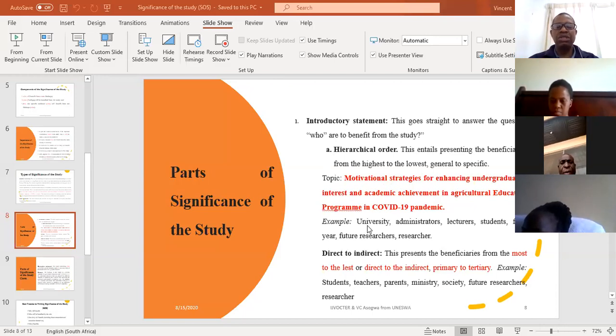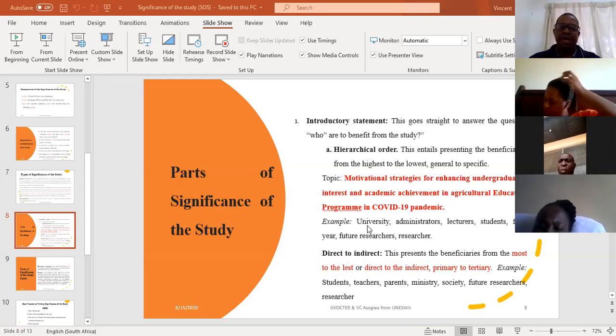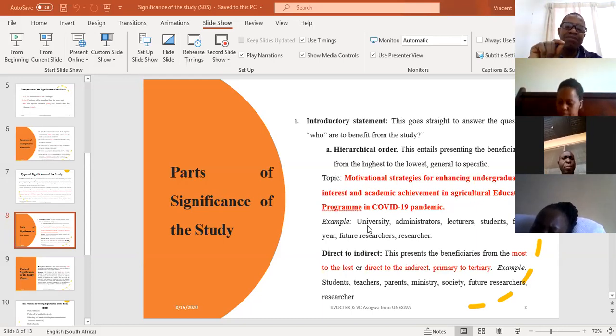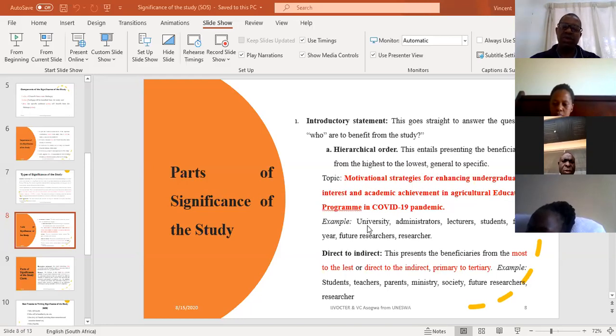It always comes last so that your study will not look as if you are carrying it out for your own selfish purpose. Now, you can also arrange those who will benefit directly to indirectly. It is often said that charity begins at home. Arrange it starting from the target audience, those people that are called immediate beneficiaries. As you are finishing the study, there are people who are already benefiting or who will benefit immediately from the findings of your study. And those are the direct beneficiaries. So you can start from them, then in that order you go out to the indirect beneficiaries.